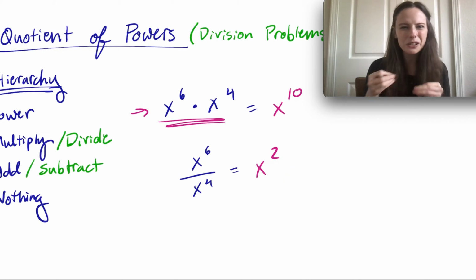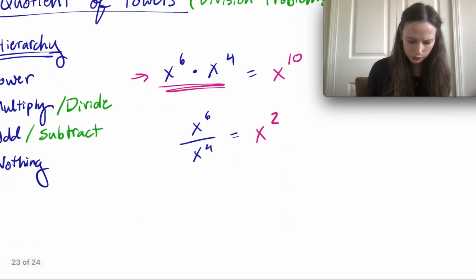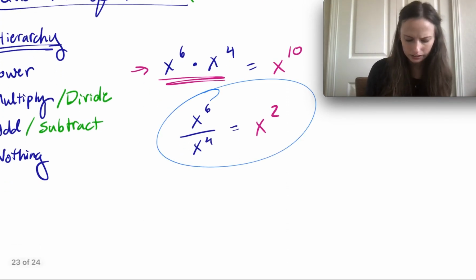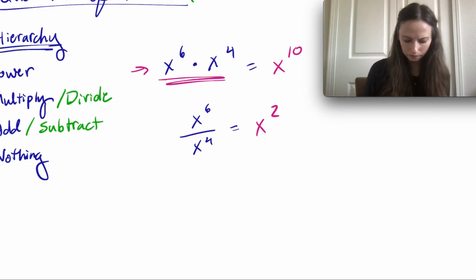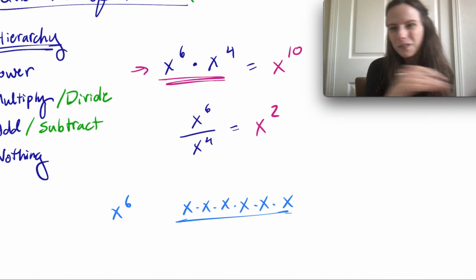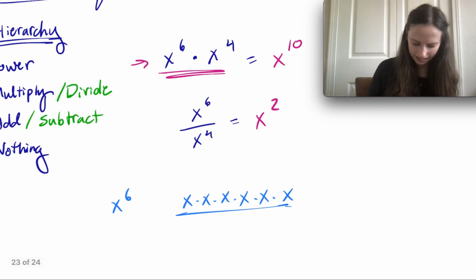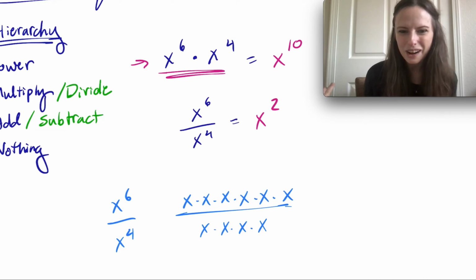Now, just to give you a little bit of a conceptual understanding of why you subtract here, let's actually take a second to expand this problem out. So we have x to the 6th in the numerator, which is really x times itself 6 times. So that's 1, 2, 3, 4, 5, 6 x's multiplied together in the numerator. And then that's all over x to the 4th, which is 4 x's multiplied together in the denominator.